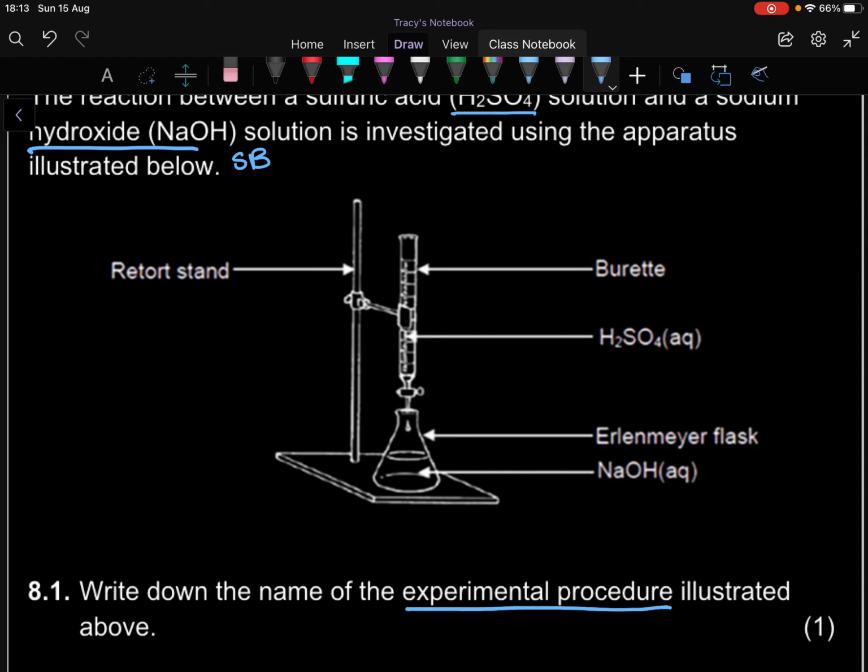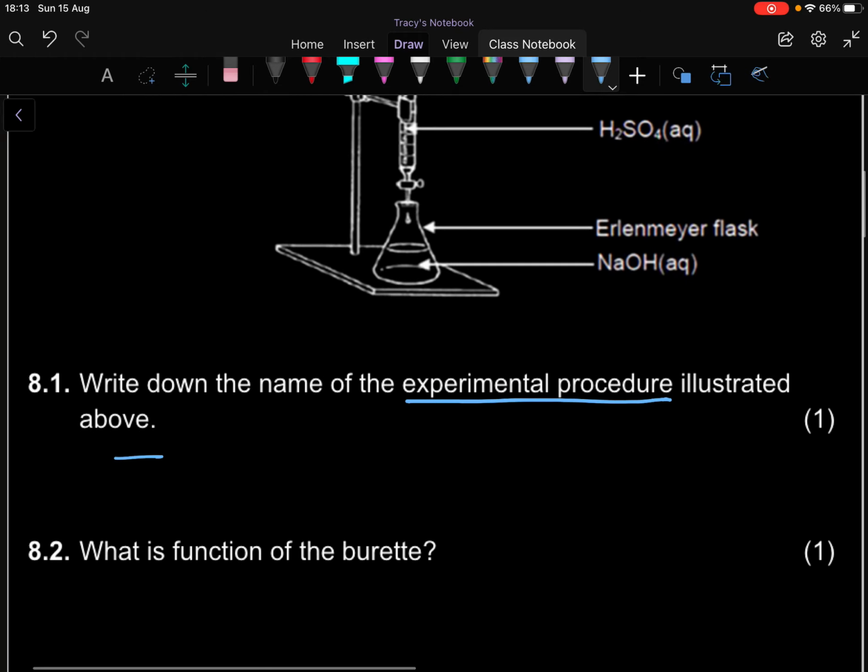Please be careful. I didn't ask for the type of reaction. Sodium hydroxide reacting with hydrochloric acid would be called a neutralization reaction. But this is not what they're asking. They're asking for the procedure. What do we call this technique? And here you can either tell me it's a titration, or you can tell me it's volumetric analysis.